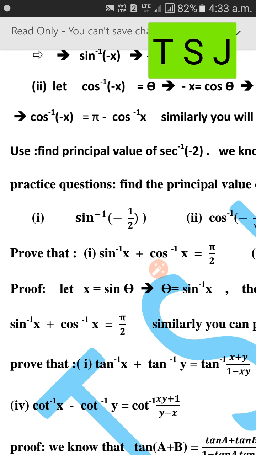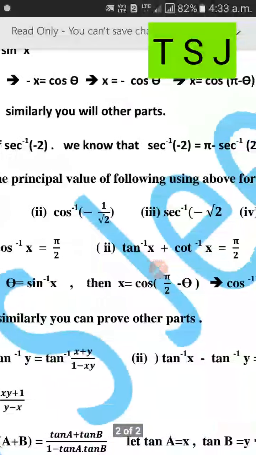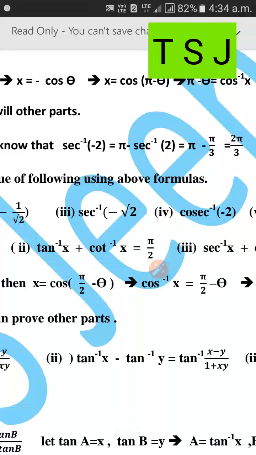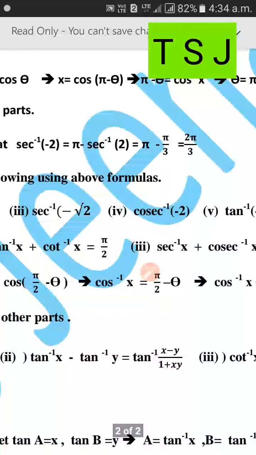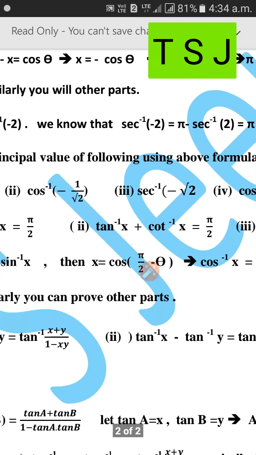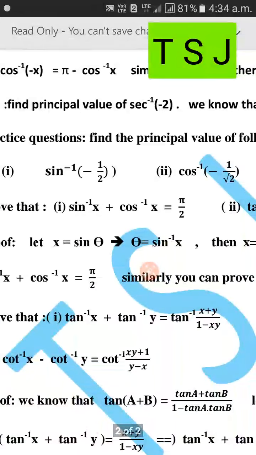Suppose we are finding the principal value of sec inverse of minus 2. To determine it, we can write sec inverse of minus 2 equal to pi minus sec inverse 2, and pi minus sec inverse 2 means pi minus pi by 3, since sec inverse 2 is pi by 3. You need to see only the first quadrant now. On simplification, this gives you 2 pi by 3. Automatically it will come in the range of the inverse trigonometric function.